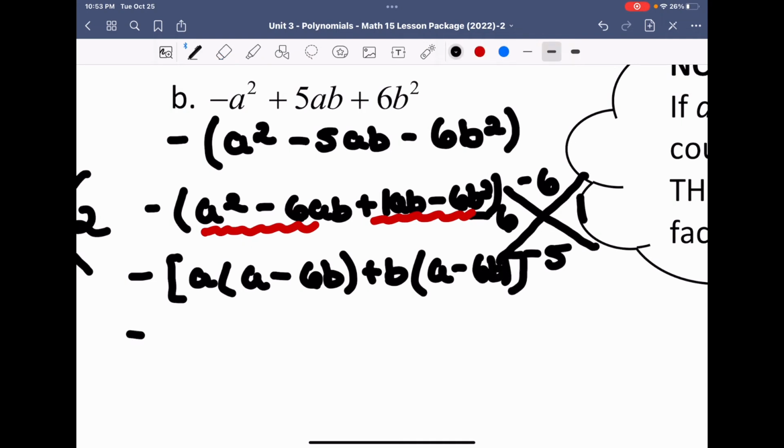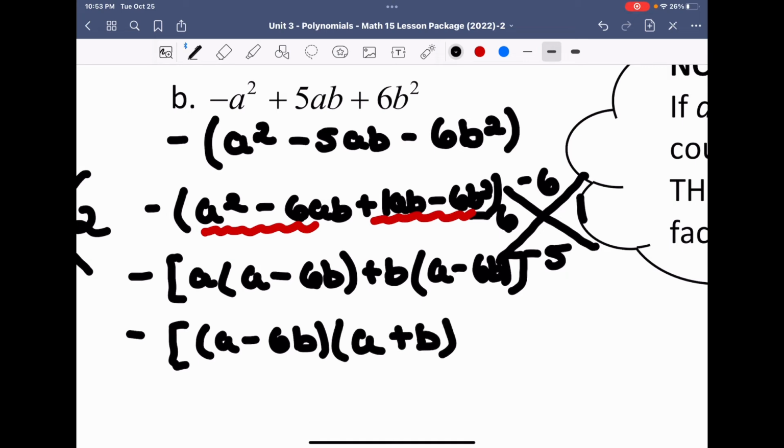Okay, now I realize that a minus 6b appears in both terms here. So I'm going to take it and move it out front as the following: a minus 6b times a plus b, where a plus b are the remaining terms, or the coefficients of the shared term.